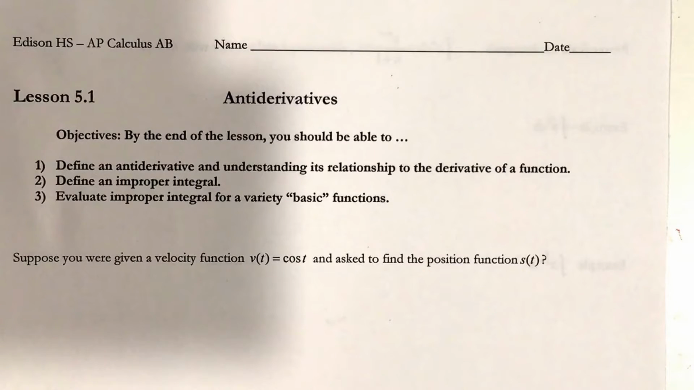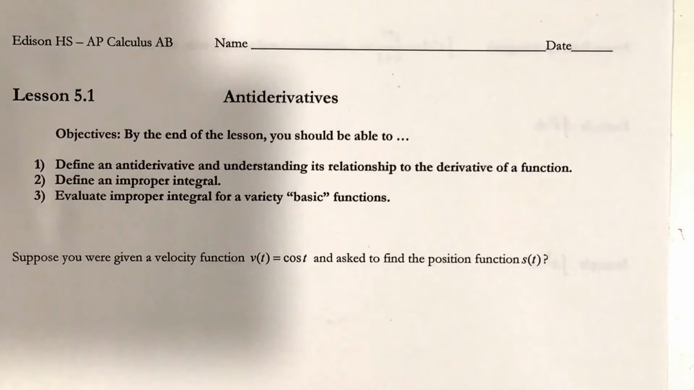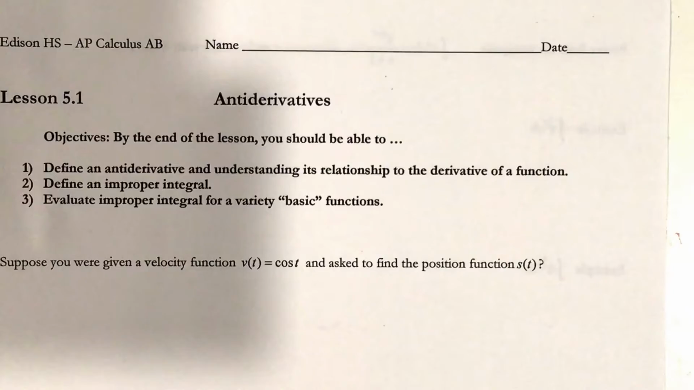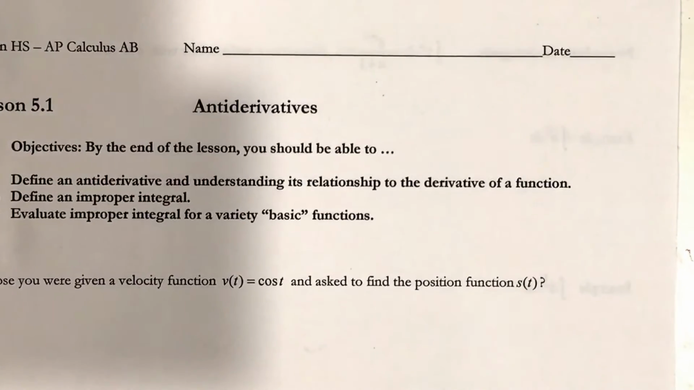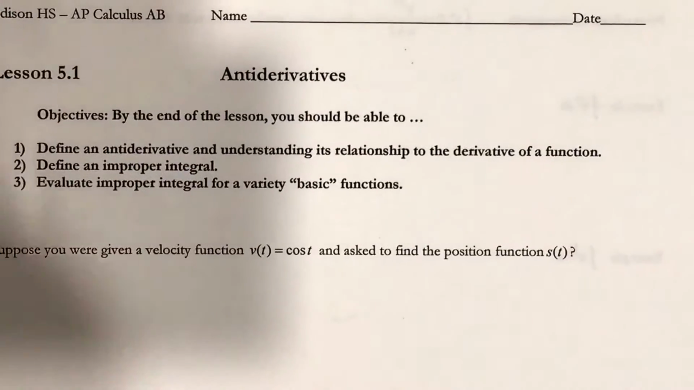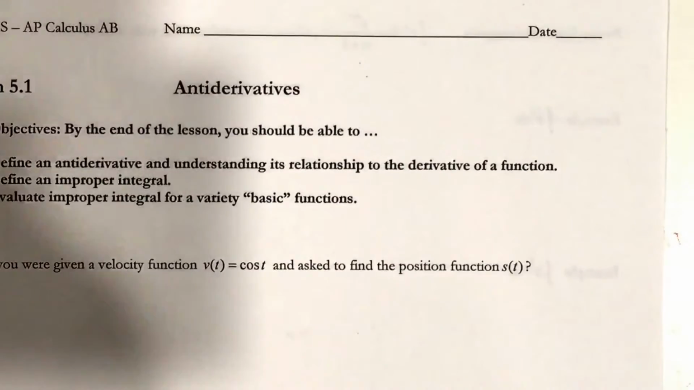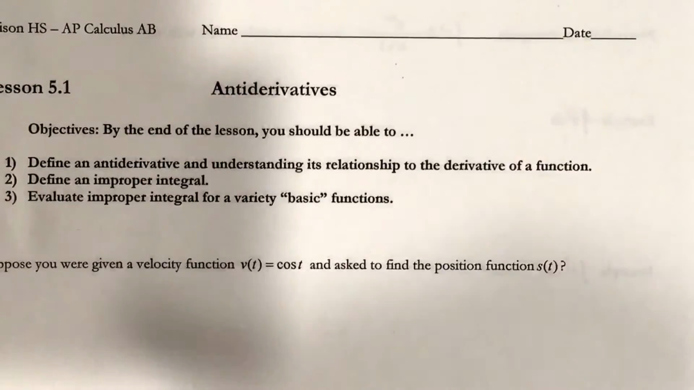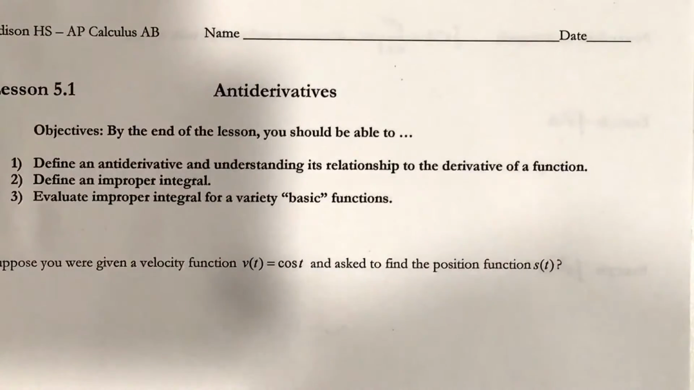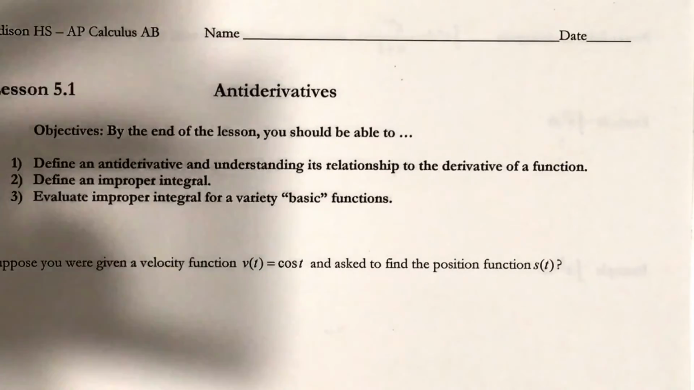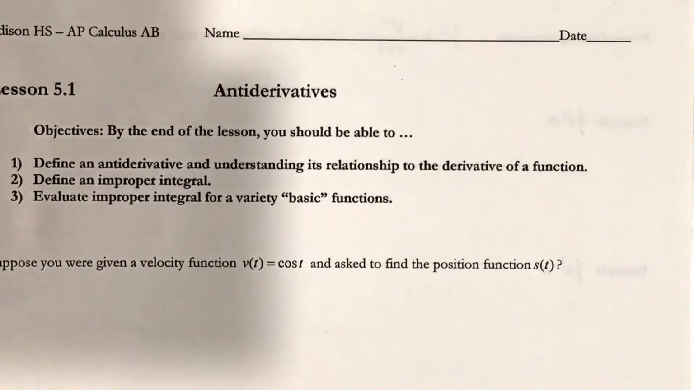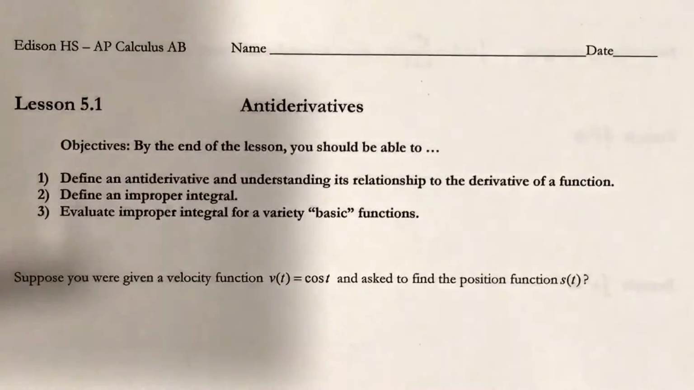Alright guys, welcome to Unit 5. Our first lesson in Unit 5 is on antiderivatives, which means that we are going to find the antiderivative of derivative functions, which means that we're kind of like going backward now. Notice that in Unit 3 and Unit 4, we found derivatives. And now we're going to go backward, which is finding the antiderivative. And that's the main point of today's lesson.